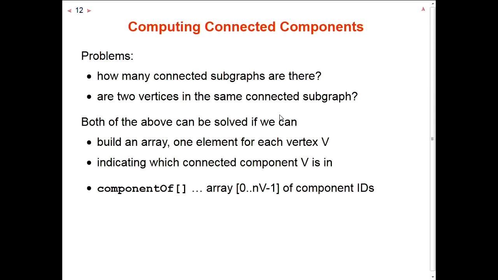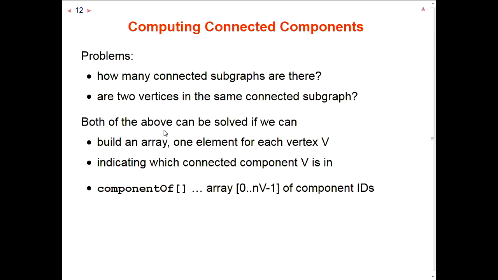Speaking of components, let's look at the other problem, which might also be very interesting. When you have an arbitrary graph, you want to answer the question how many connected subgraphs are in the graph. And you may want to answer the question whether two vertices are in the same connected subgraph, in which case you immediately know that one can be reached from the other. You don't have to search for a path. You just know they belong to the same connected component. And therefore, yes, there must be a path from A to B.